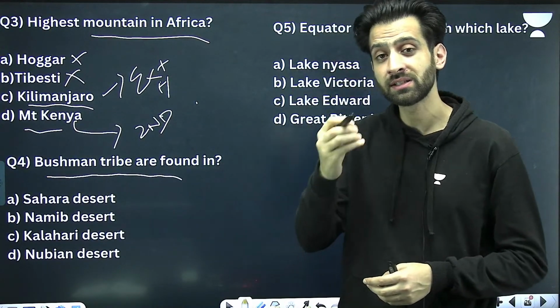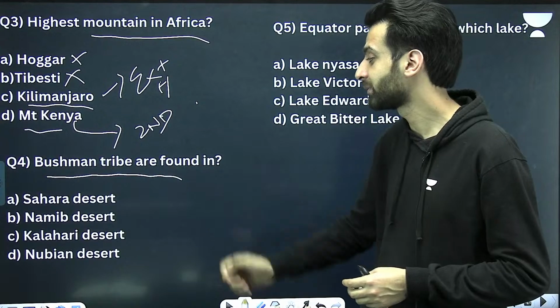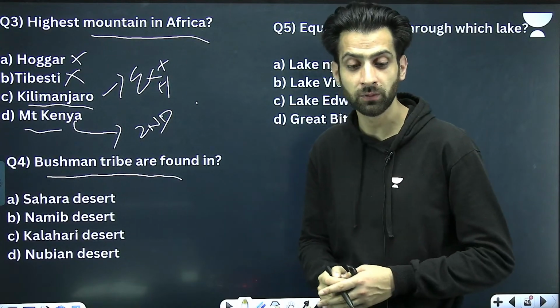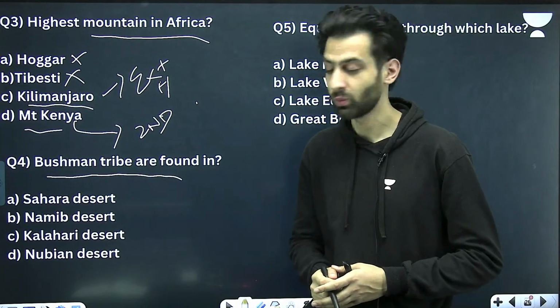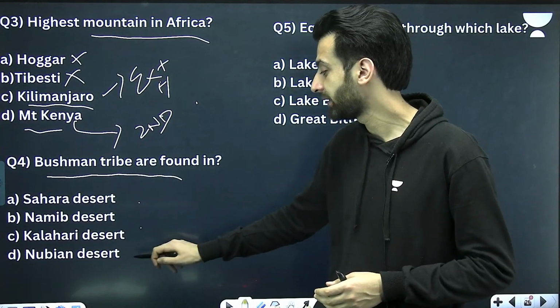Then talking of the Bushman tribe, it is a famous tribe. In which desert is it mostly found? Where will you find the Bushman tribe? Tell me in the comments. Question number 4. Where will you find the Bushman tribe? What is the answer? Sahara, Namib, Kalahari, Nubian.